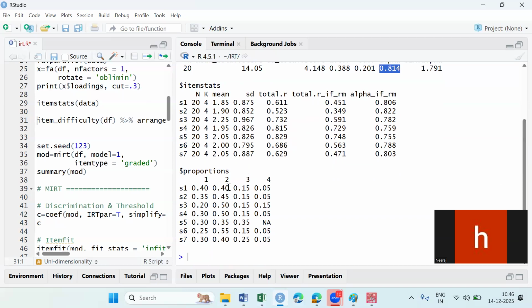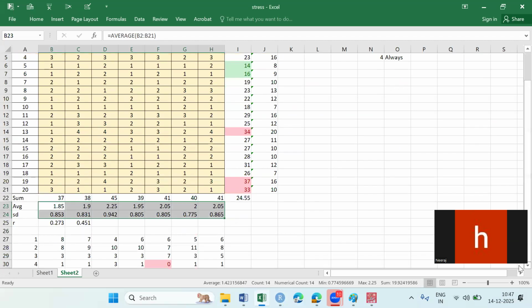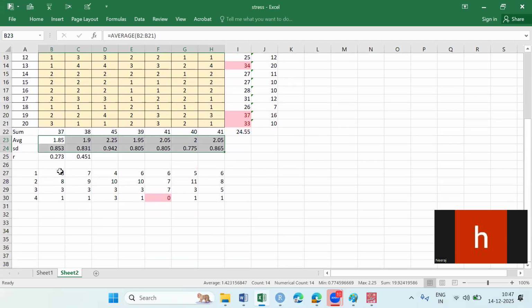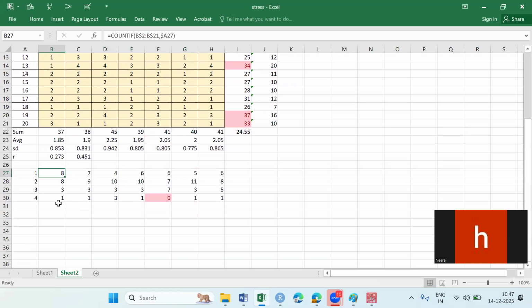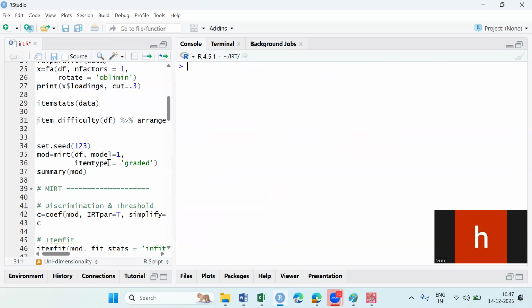The second thing is proportion. Almost all of them are proportionately divided. Where do 40%, 40% come from? Because I computed it in terms of 8. If you divide every item by 20, 40%, 40%, this is 15%, 5%. For S5, the NA shows me there is some problem here. There was not even a single person who replied on this particular anchor point for this item. Okay, this is something we will take care of.